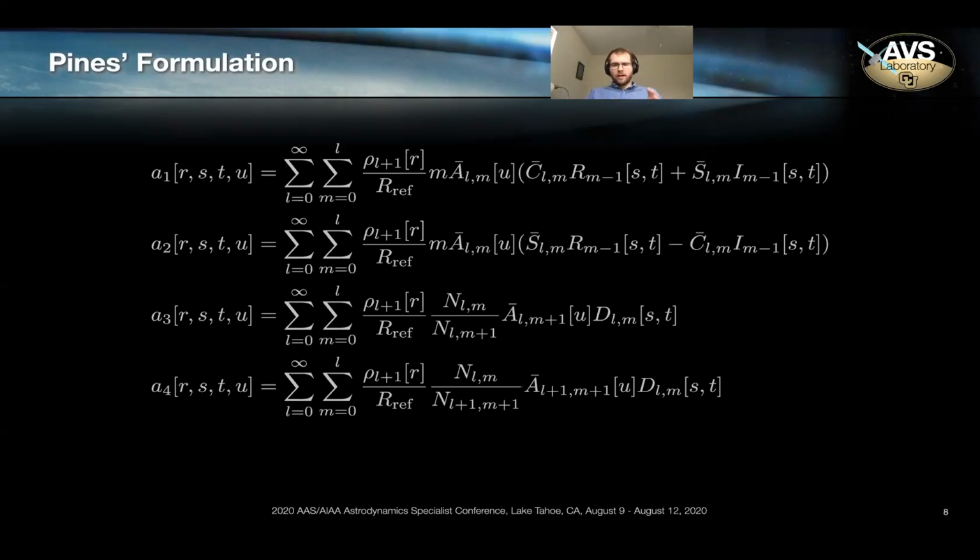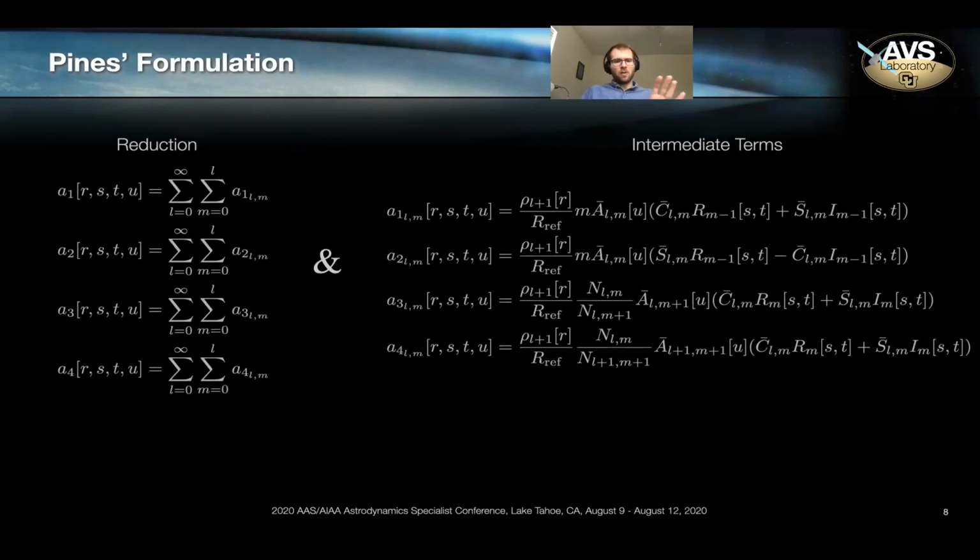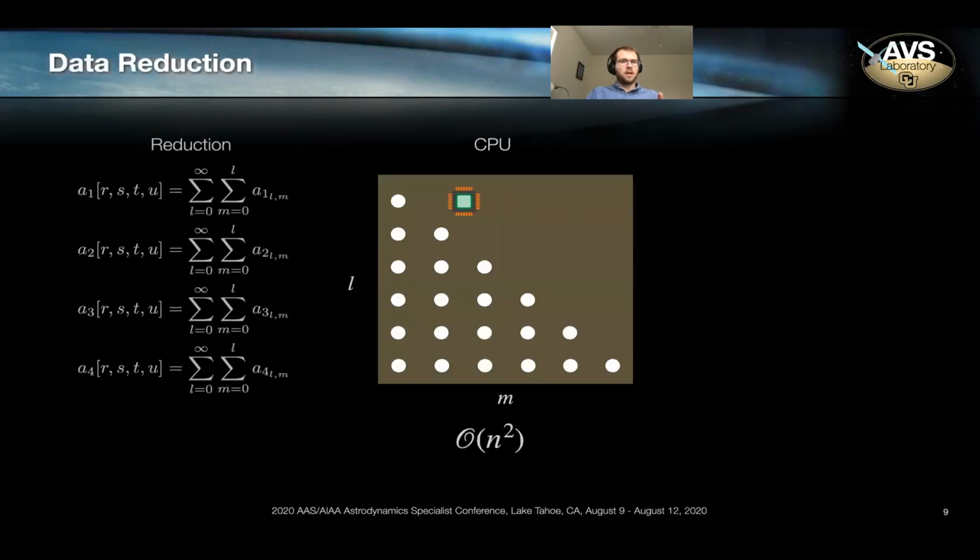So let's break this down a little bit more. Again, as I mentioned, there seem to be two core routines that occur in this A1 through A4 calculation. There's the reduction, that double summation, and then there's the calculation of these intermediate terms. And I want to look at these each individually to see if they're well suited for a GPU, starting with that reduction. So on a CPU, this represents having to loop through a lower diagonal matrix and sum each term within that matrix. And that's an expensive operation. Explicitly, it scales as order n squared, which is to say the higher fidelity the model, the worse it gets.